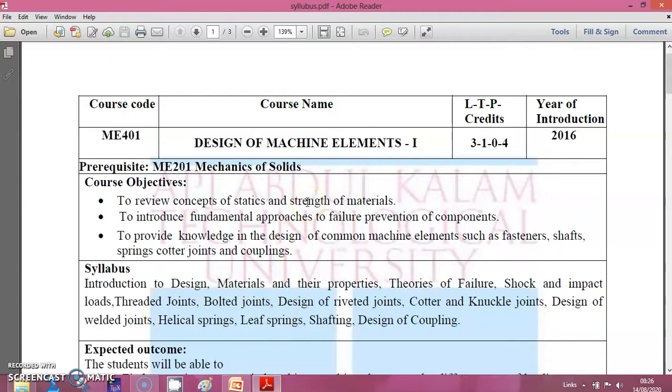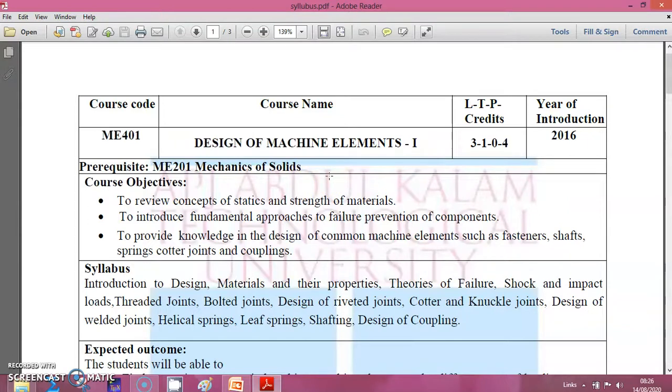So this is a syllabus. According to this syllabus, the prerequisite for learning the design of machine elements 1 is you should have a thorough understanding about the subject mechanics of solids. So this already you have learned it in your second year.